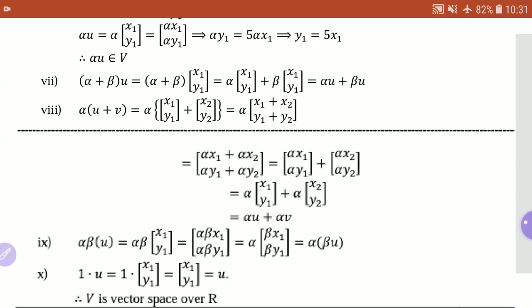Now similarly you can verify the remaining. Alpha plus beta times u, we can write as alpha plus beta times x1 y1, and this is equal to alpha x1 plus beta y1, which is equal to alpha times u. All the 5 properties you can see, all these properties will get verified. Hence finally you can claim that V is a vector space because it satisfies all the 10 properties, right?